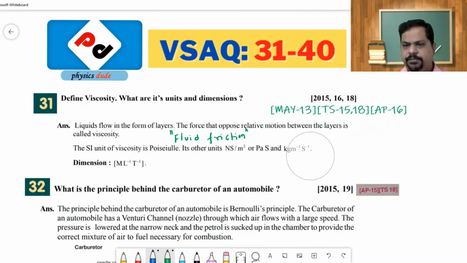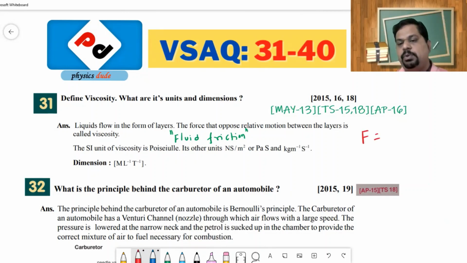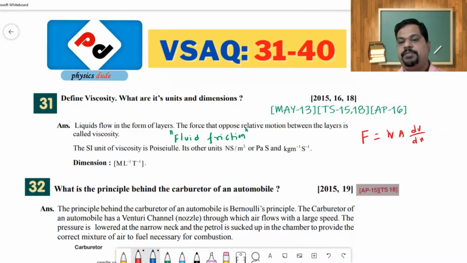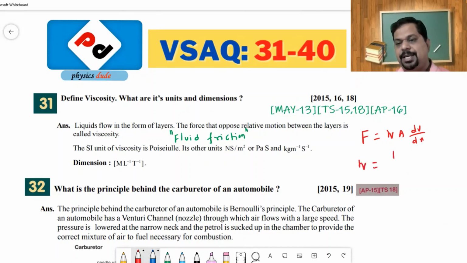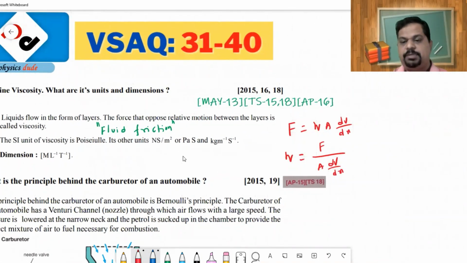Here, for this viscous force, Newton gave one formula: F = η A dv/dx. Here F is the viscous force, η is the coefficient of viscosity, A is the area of each layer, dv is velocity, dx is distance. So from this, η = F/(A dv/dx). We are calculating the units of this coefficient of viscosity.